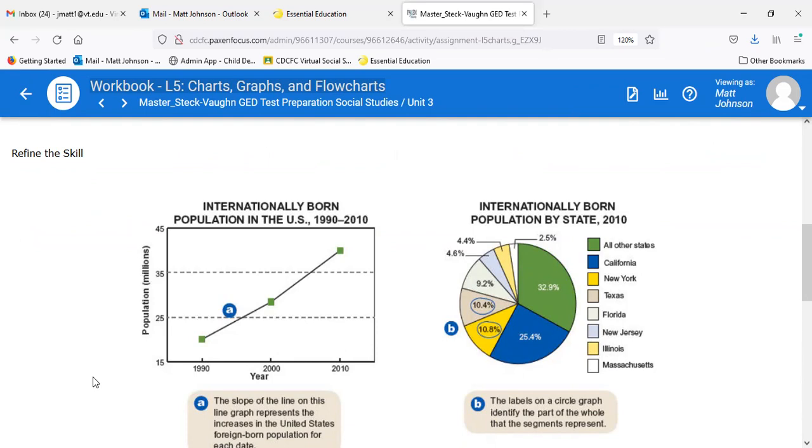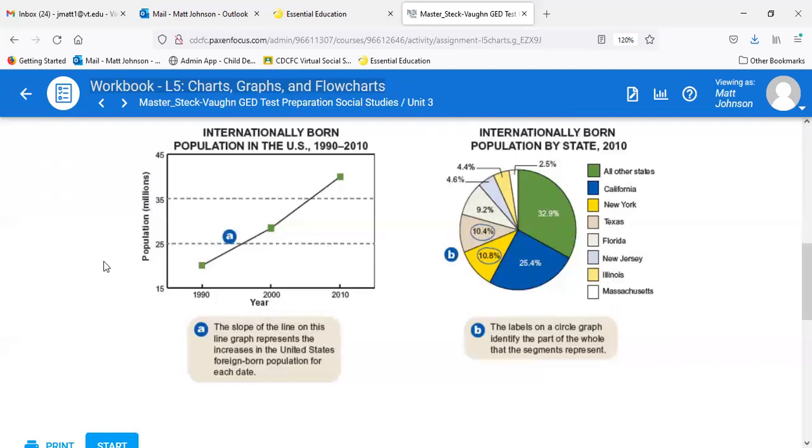So on the left, we have internationally born population in the US from the years 1990 to 2010. And always take note, right? On our y-axis, it's population and it's per millions. So, right, 15 million, 25, 35 million, and 45. And again, that's in 10 million increments, right? Between 15 and 25, 25 and 35, 35, 45. And then our years at the bottom across the x-axis, 1990 to 2000 to 2010. So 10-year increments there. Our text says the slope of the line on this line graph represents the increase in the United States foreign-born population for each date.